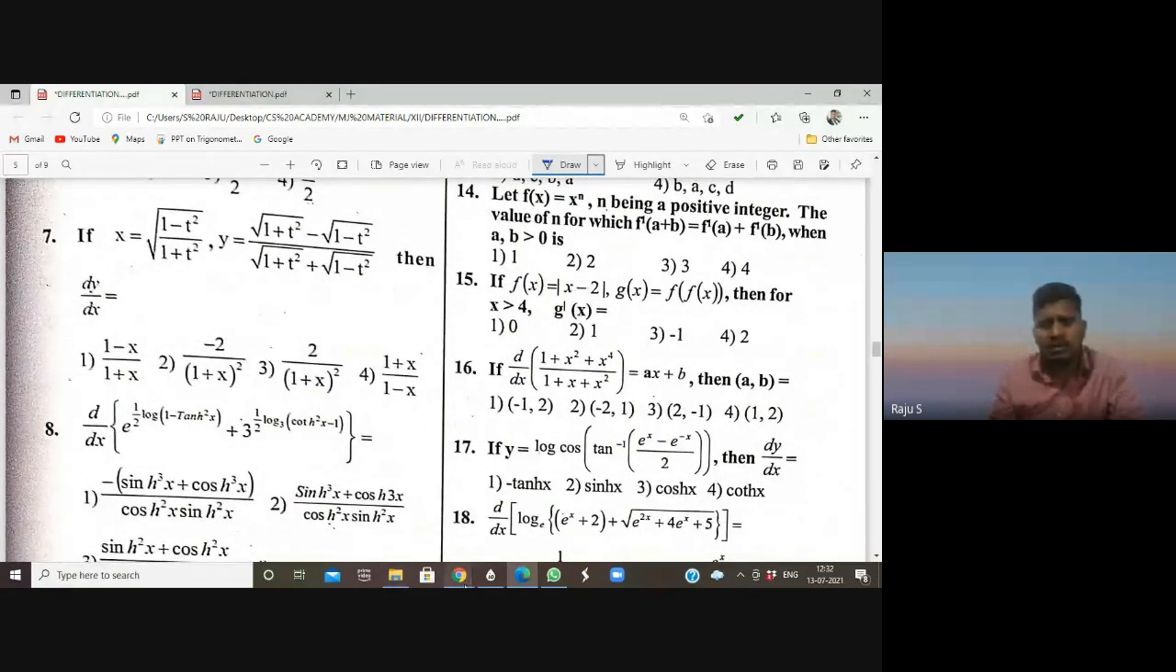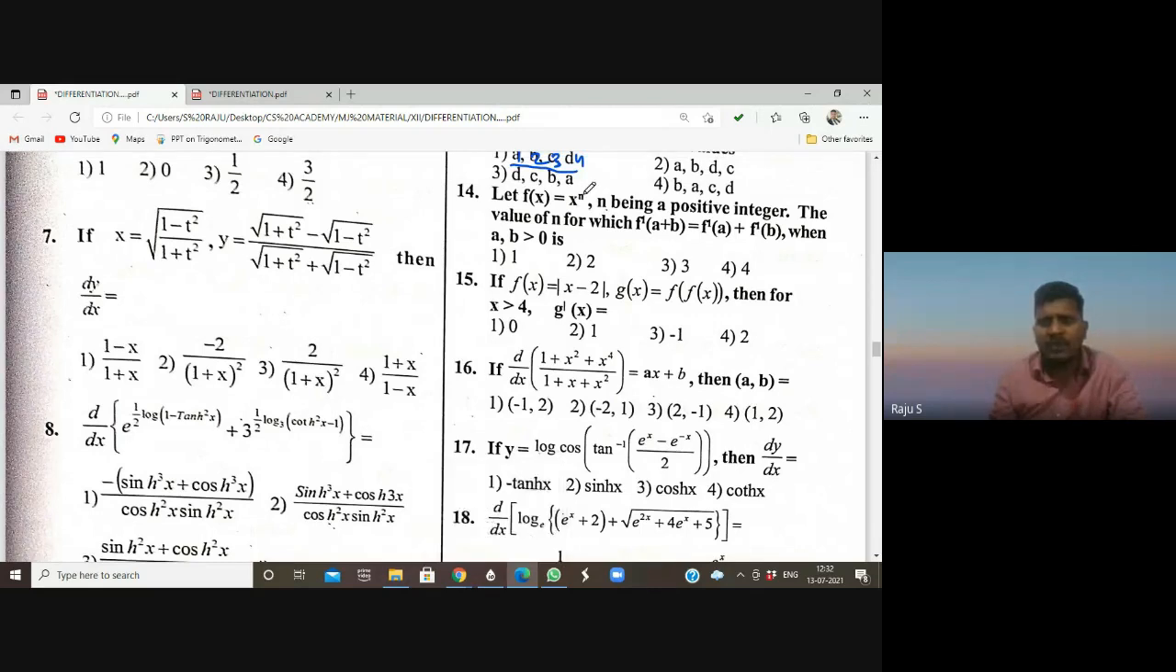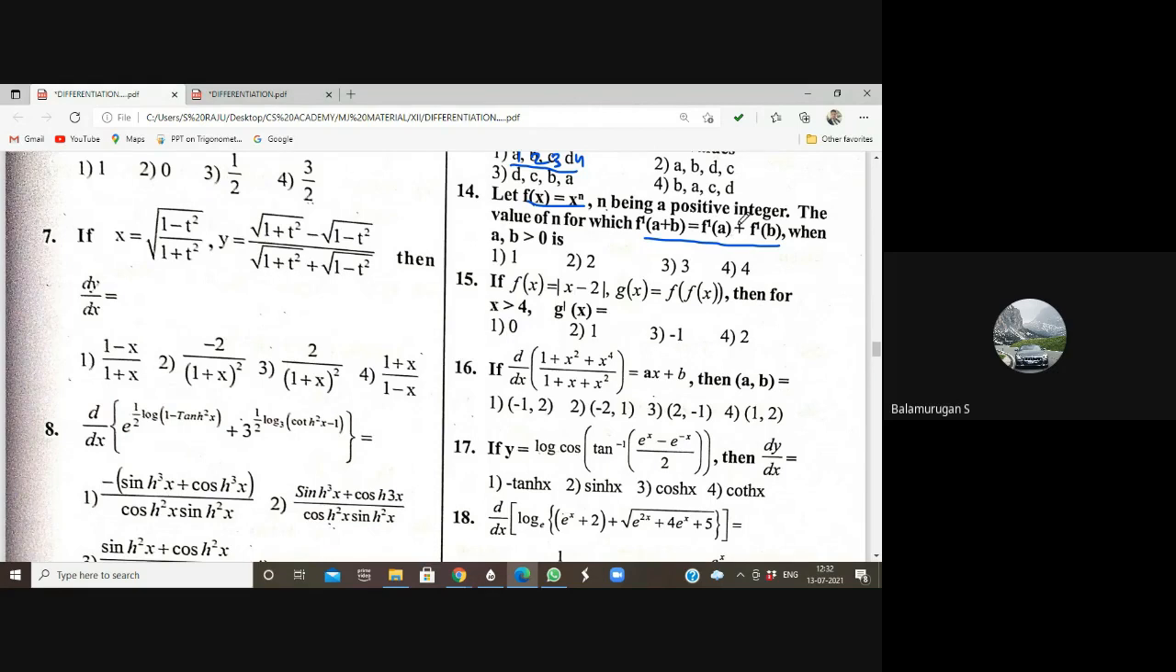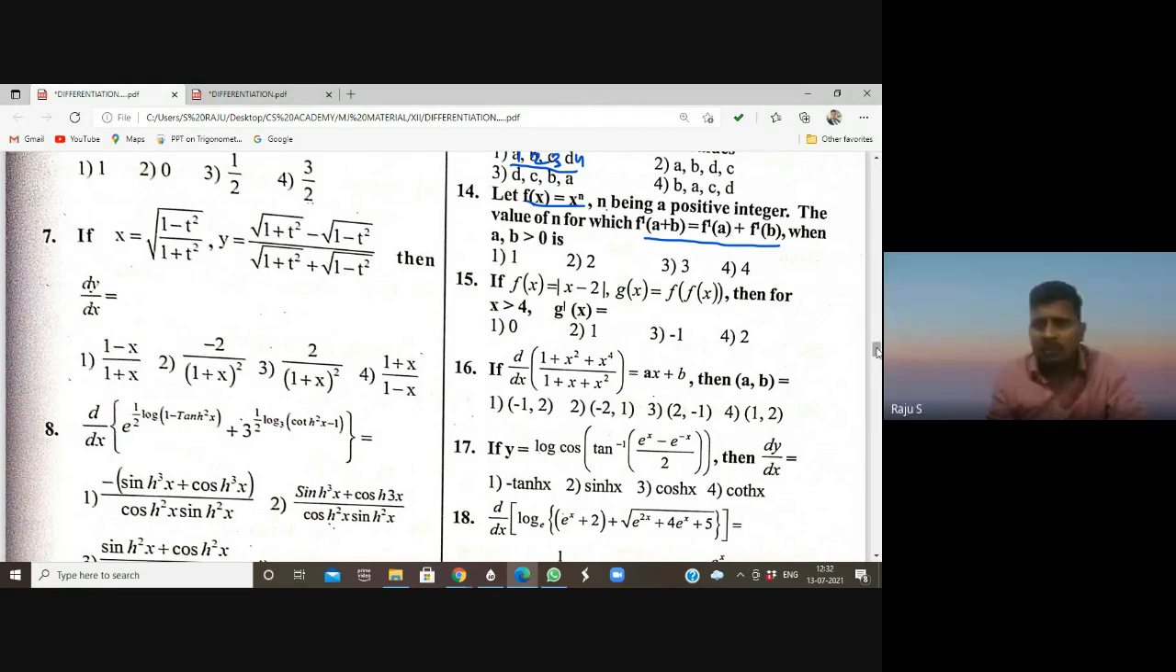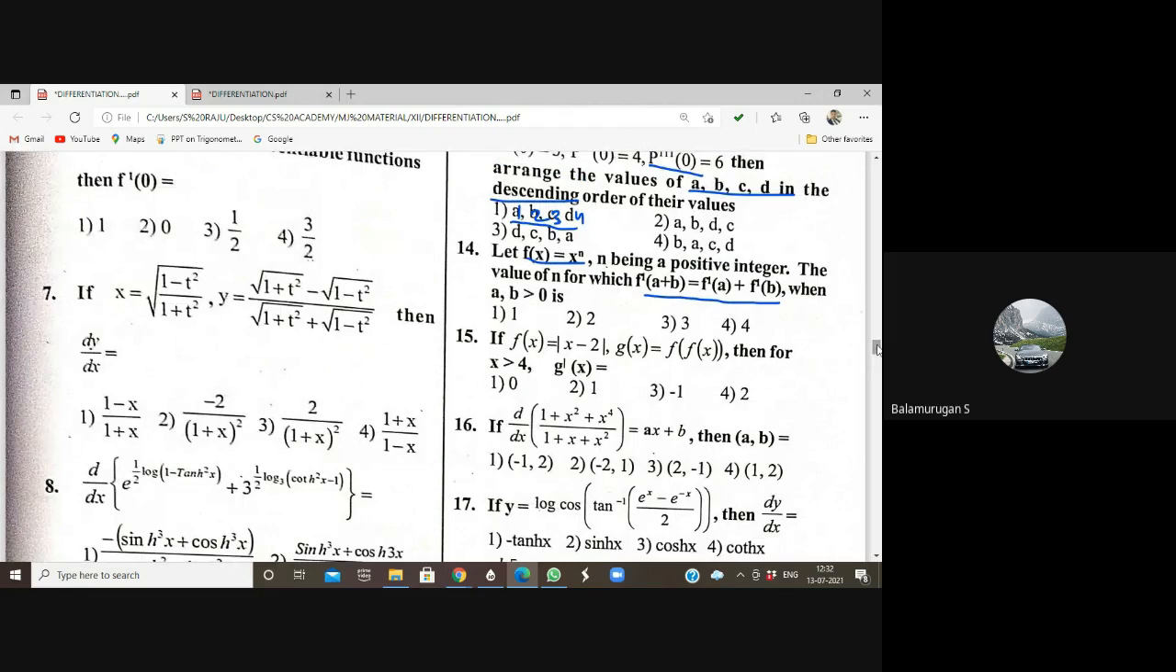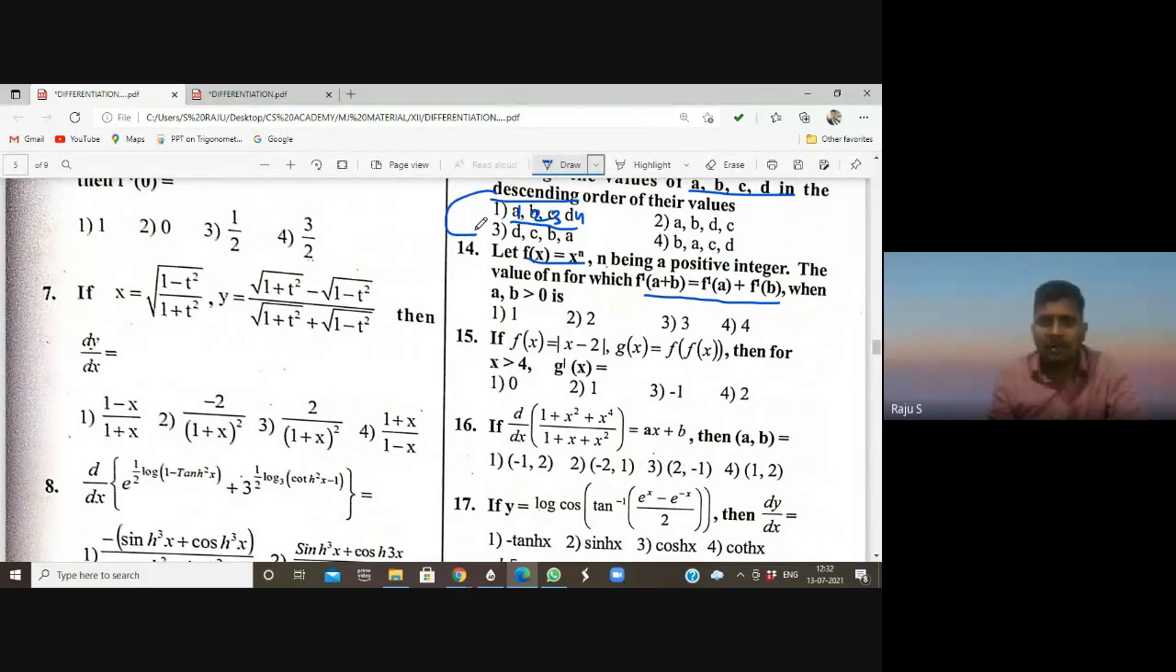14th one, I think so. 14th one is also easy. F of x they gave as x power n. Is the third option correct, sir? Oh, sorry, descending order, third option. D, C, right. I thought ascending order. Is it clear, students? Yes, descending order. Right? Third option is absolutely right.